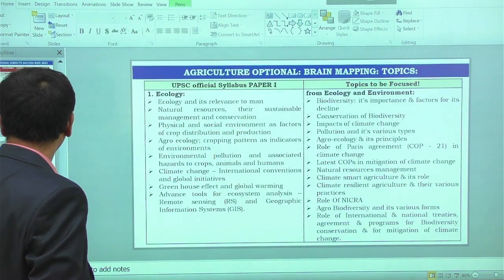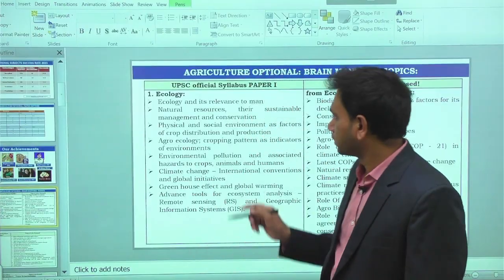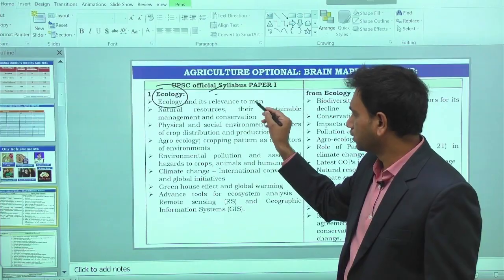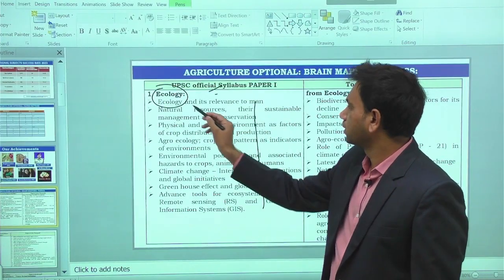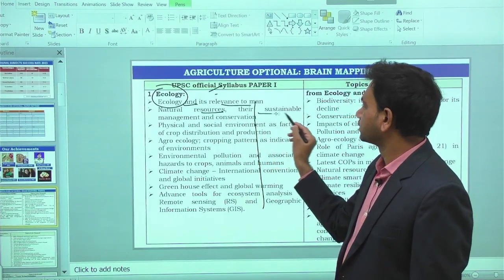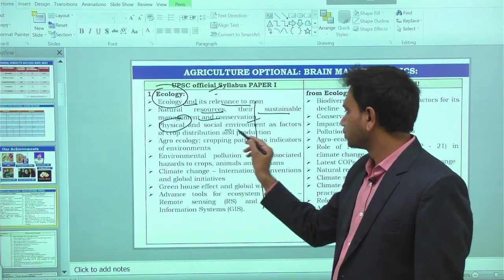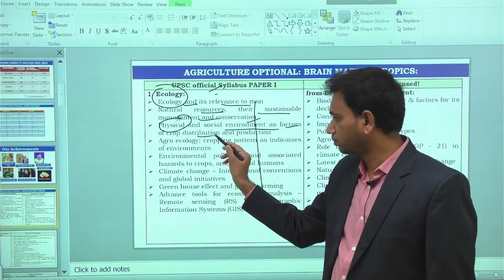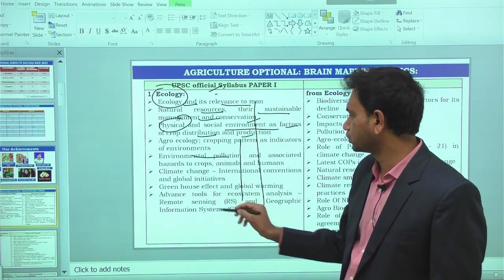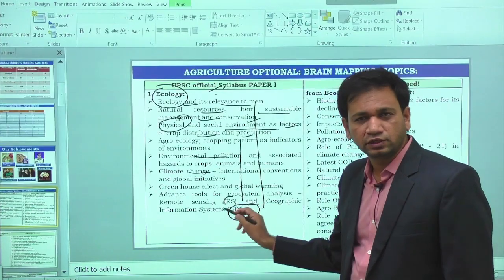So in the UPSC paper 1, the syllabus begins with ecology. These are the basic syllabus topics here, right? One is ecology and its relevance to man. Another is natural resources and their sustainable management and conservation practices. One is the physical and social environment as a factor of crop distribution and production. Another is environmental pollution, climate change, and important tools like remote sensing and geographical information system.